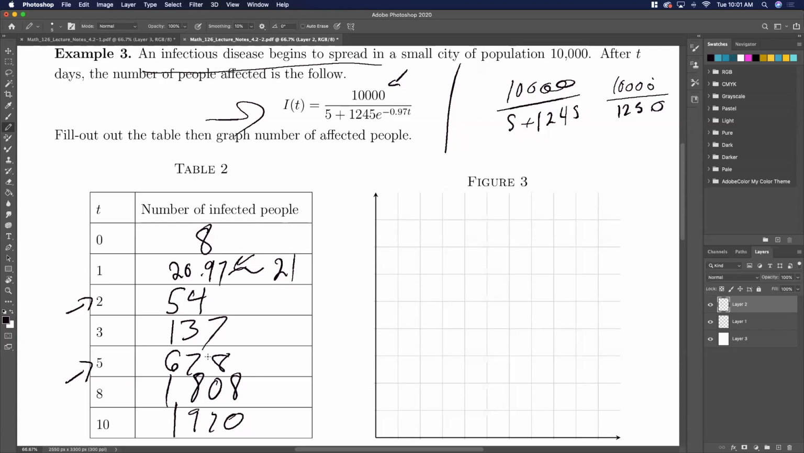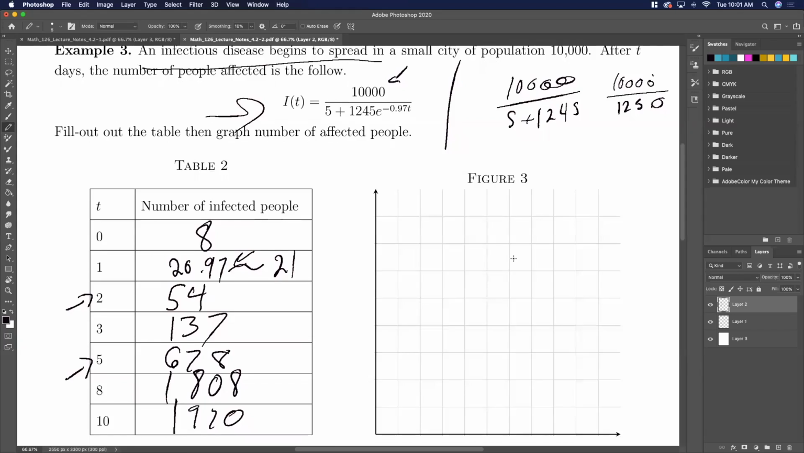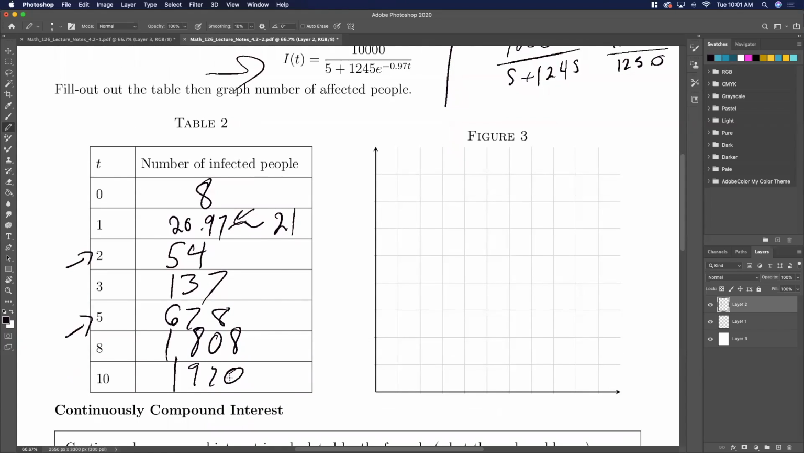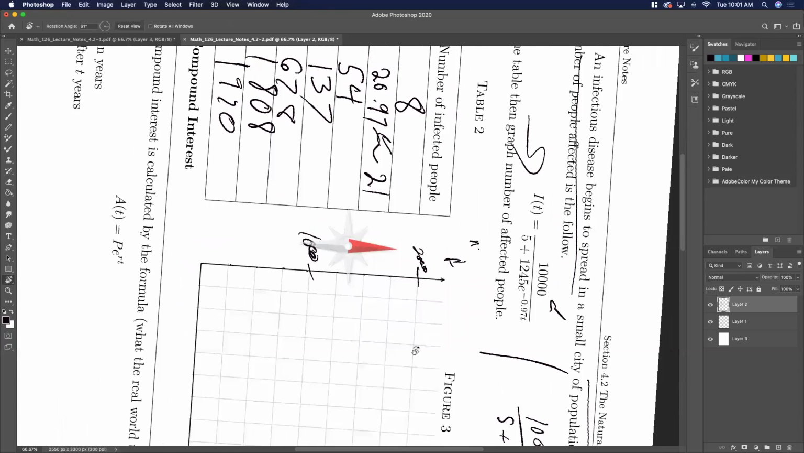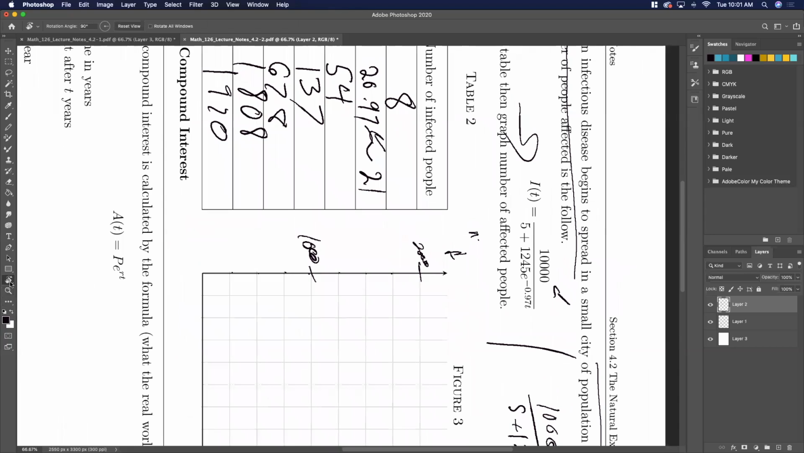All right, so let's graph this real quick. How are we going to graph this? The max we need to graph is 2,000. So we have 1, 2, 3, 4, 5, 6, 7, 8. Let's just make that 2,000. Make 4 then 1,000. So we set our scale. This will be right here the number of infected people.